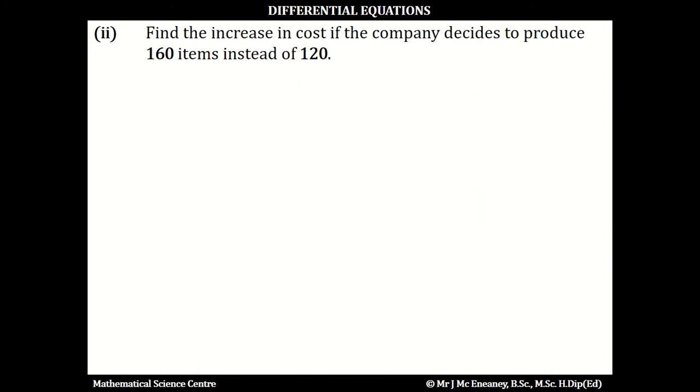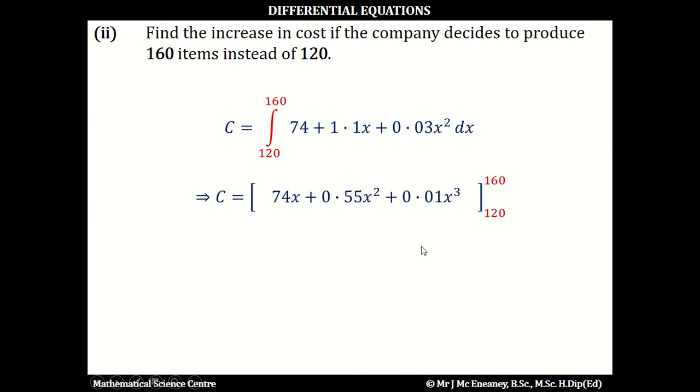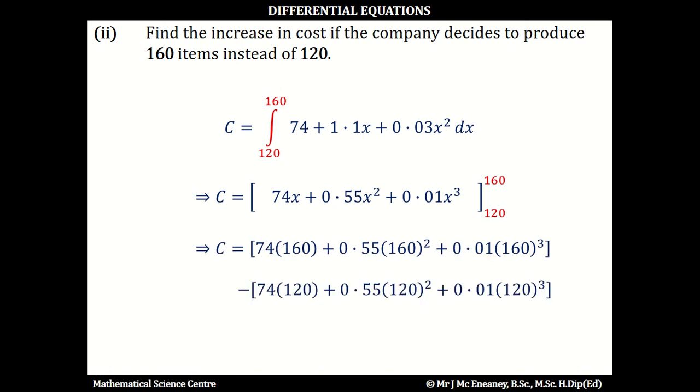Part 2 then, find the increase in cost if the company decides to produce 160 items instead of 120 items. So here, if we want to find the cost, we're going to integrate using the limits 120 up to 160. So again, when we integrate this, it works out as 74x plus 0.55x squared plus 0.01x cubed, and the limits go from 120 up to 160. So if you substitute in 160 first of all, and then we have to minus, substitute in 120.